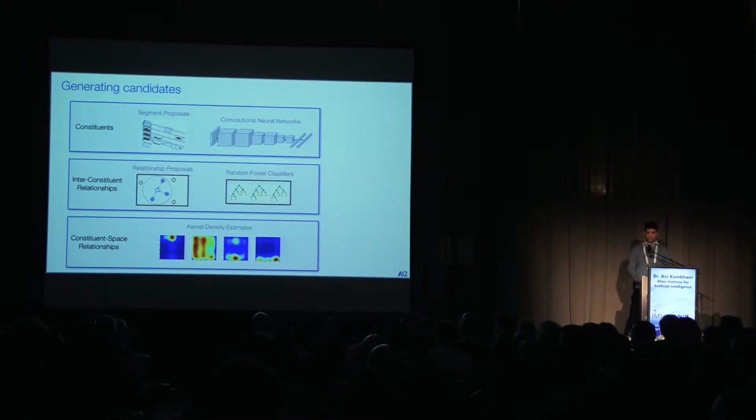But for constituents, you can think of this as basically an object detection problem. And so people have employed these successfully in natural images, and they also work pretty well on diagrams. So you have convolutional neural networks detecting constituents. Then you have a number of machine learning classifiers, including random forests, that we use to take pairs and triplets of these constituents, look at their positions with respect to each other, look at their positions with respect to the background space, and start getting relationships extracted from the diagram. Similarly, you can do constituent space relationships using things like kernel density estimates, which can tell you usual locations of elements based on their semantic interpretation.